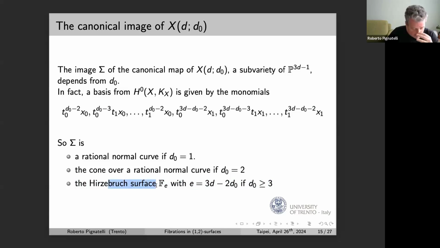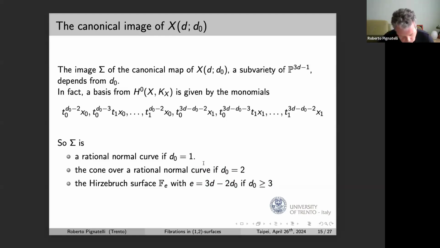This was already known, at least from the work of people I mentioned, that if you are in this range of invariants, the canonical image is a surface and it's a Hirzebruch surface, and the Hirzebruch surfaces are classified by a number E, and this number E involves D and D0. So D0 essentially tells me which Hirzebruch surface exactly is into the game. In fact, this is only true if D0 is bigger than 3, because if D0 is equal to 2, then the map goes to a Hirzebruch surface and then contracts this negative section, so you get a cone over a rational normal curve. And the canonical image becomes even a curve if D0 is equal to 1.